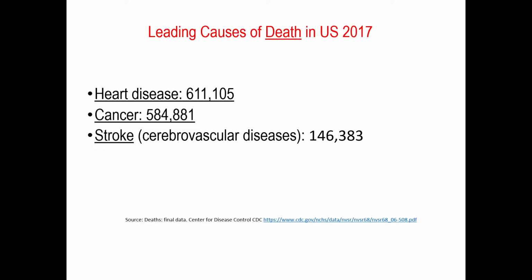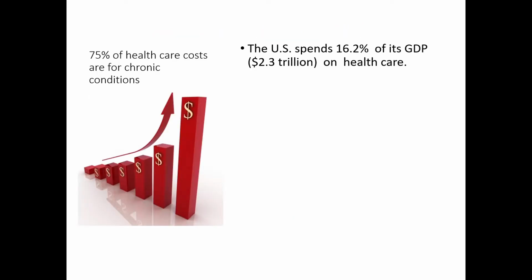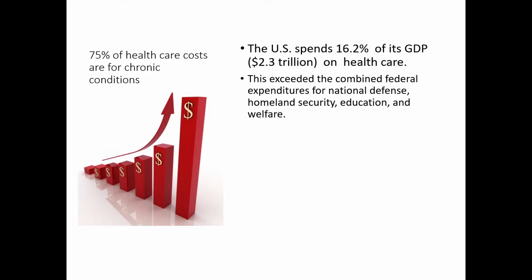So what about costs? What does that mean for you and I? Well, 75% of healthcare costs are specifically for chronic conditions. And I'll go back to that previous slide. Heart disease, cancer, and stroke alone are costing us a significant amount of money. We spend about 16.2% of our GDP, that's about $2.3 trillion on healthcare. That is a lot of money, not million, not billion, trillion people, trillions.